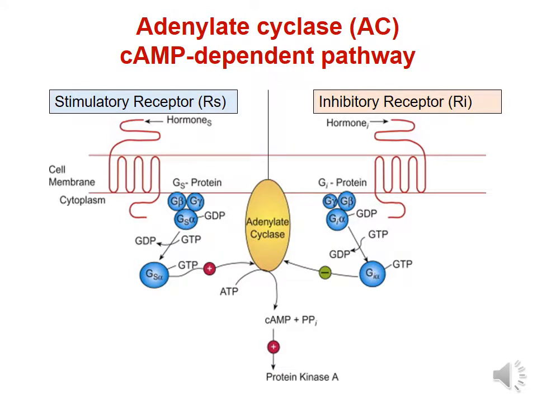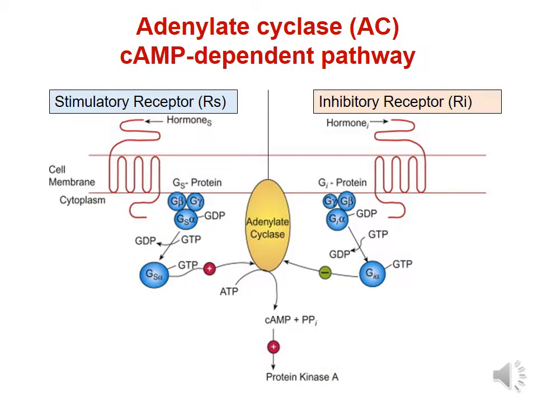And if the metabotropic receptor is composed of these GI alpha subunits, they have a completely opposite effect and they end up inhibiting the cAMP dependent pathway. So when the GI alpha subunit is activated, it goes and inactivates the adenylate cyclase, which results in decreased cAMP levels and inhibition of the protein kinase A.